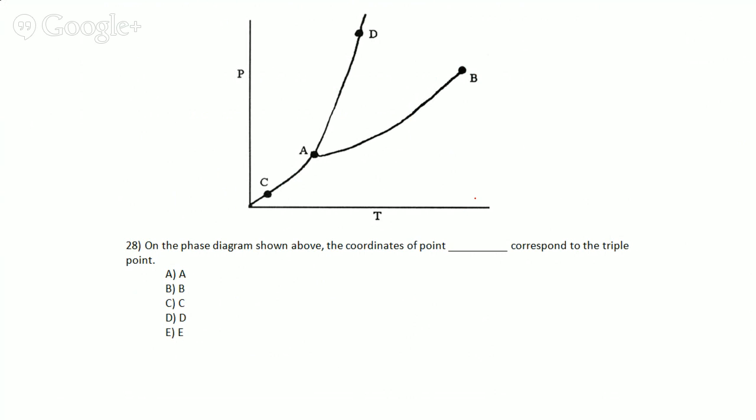28, different question, same picture. On phase diagram above, the coordinates of point blank correspond to the triple point. This is the triple point. Kind of makes sense. You got 3 points coming together to give you a triple point. So what's cool about the triple point is that's where an equilibrium between all 3 phases can exist. You can have an equilibrium between solid, liquid, and gas. All right, so normally melting, you think, all right, well, that's solid to liquid. That can be an equilibrium, vaporization, liquid gas equilibrium. But right here, you got equilibrium between all 3 of them, which is pretty neat.